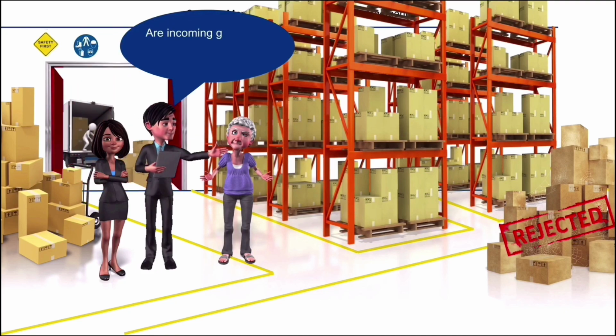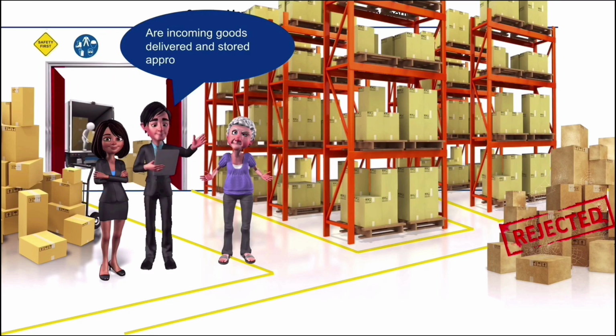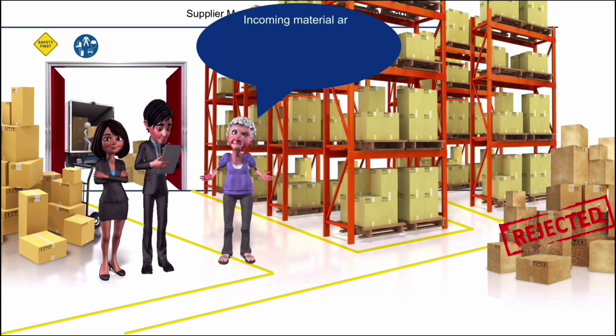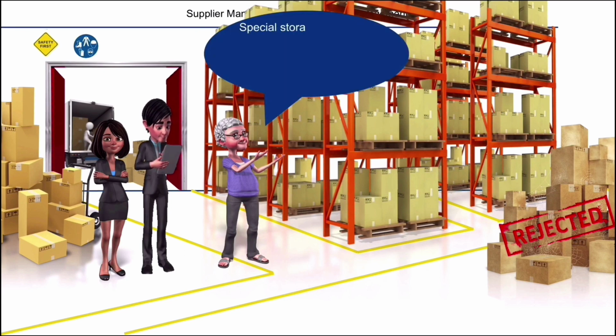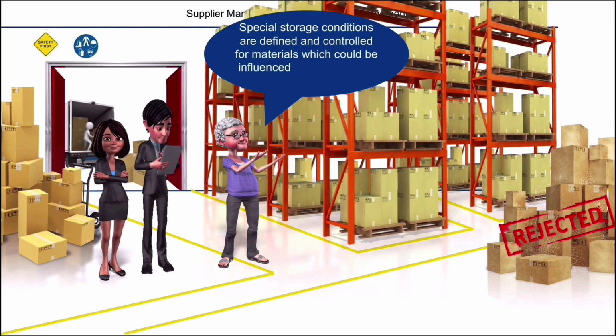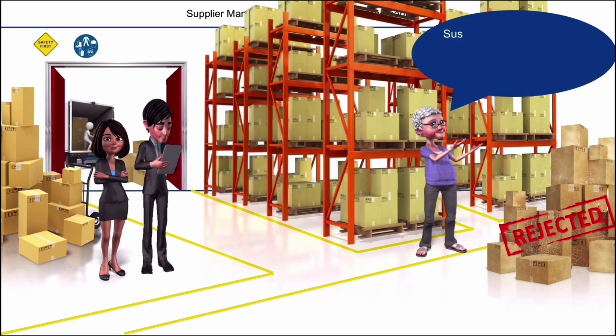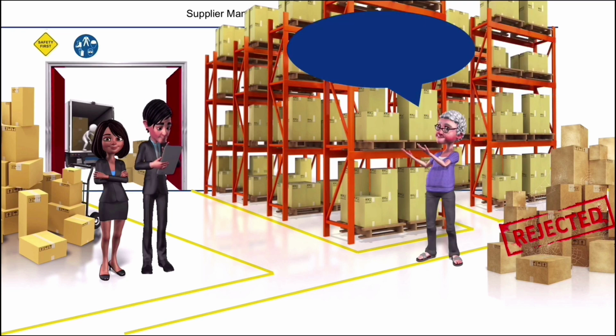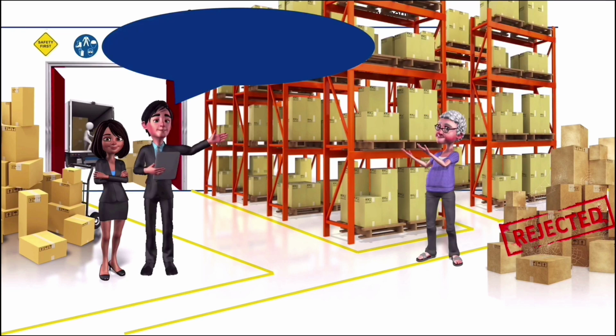Are incoming goods delivered and stored appropriately? Incoming material is stored according to their release status so that it cannot be damaged or mixed. Special storage conditions are defined and controlled for materials which could be influenced by temperature, humidity. Suspect and/or quarantined material is segregated to prevent unauthorized access. Any more questions, John? Thank you very much, Granny Joe.